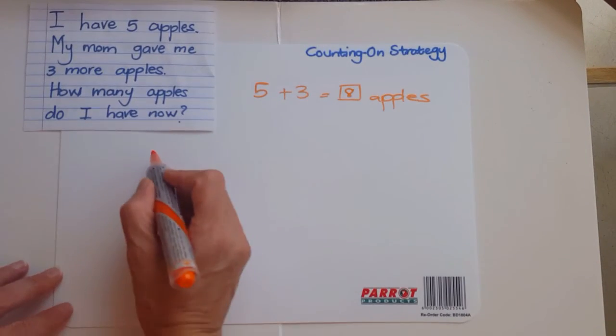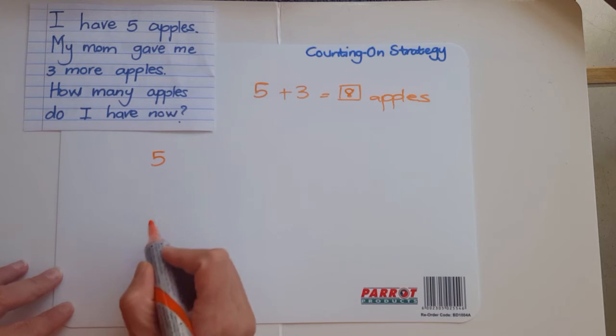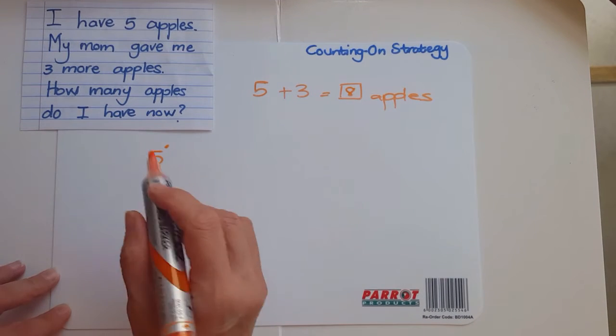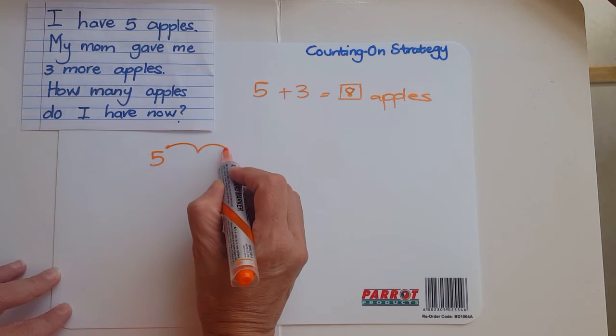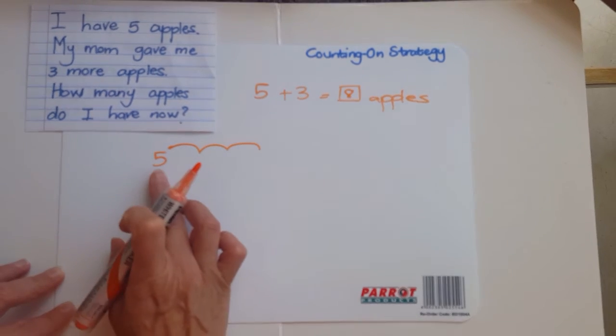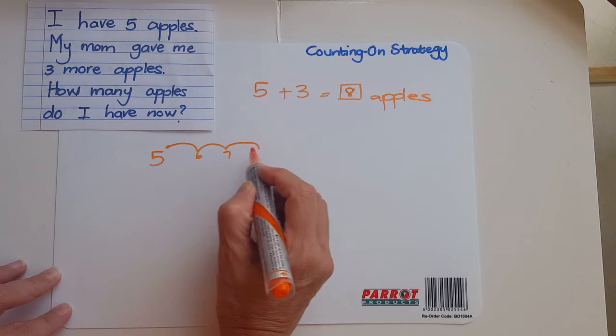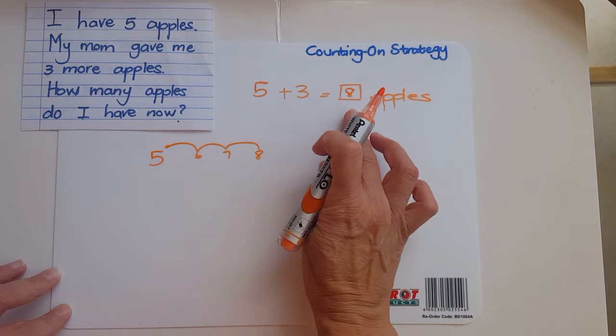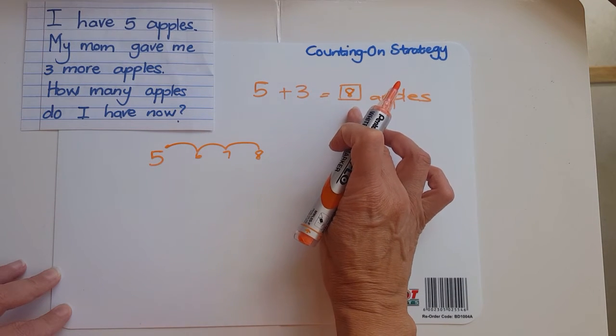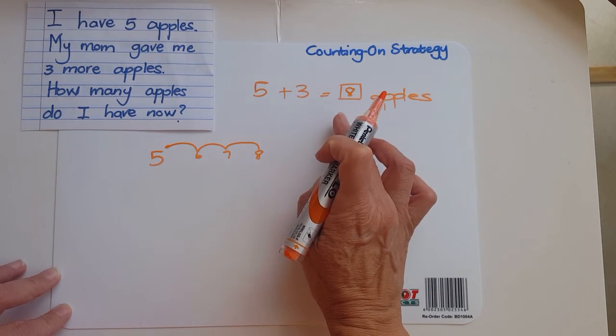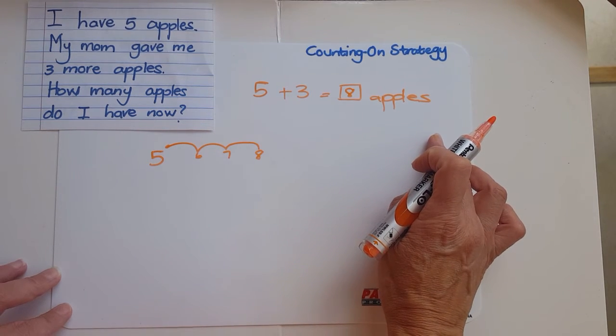But if I don't have a number line, I could just make my own. So for example, take 5. That's my starting number. And I need to add 3. 1, 2, 3. So I could do 5, 6, 7, 8. And that's my solution or my sum, which is 8 apples.